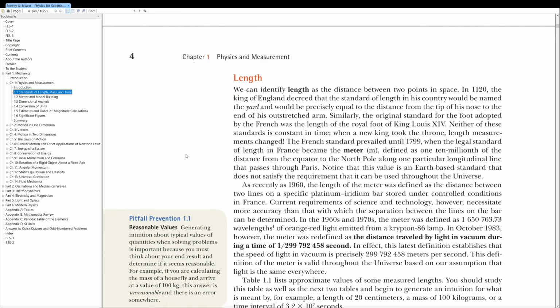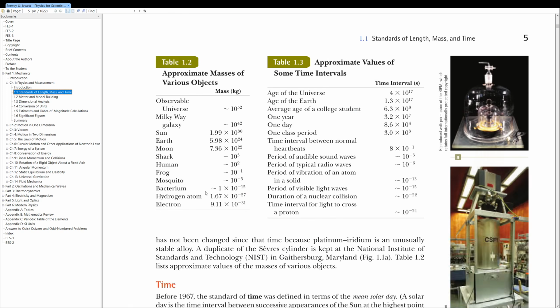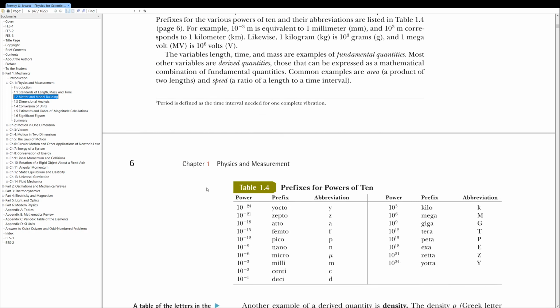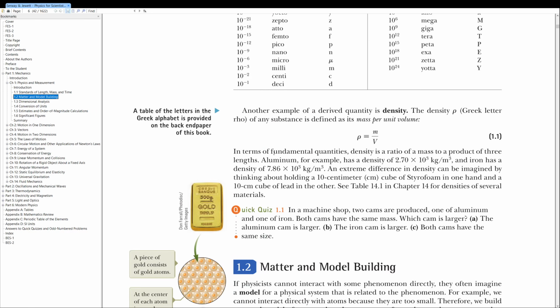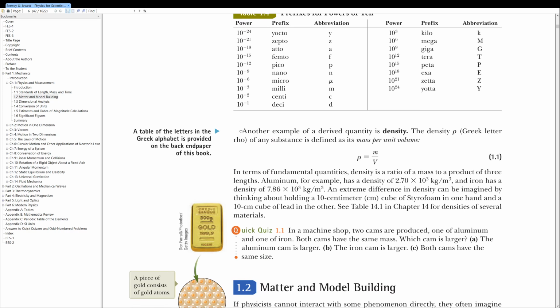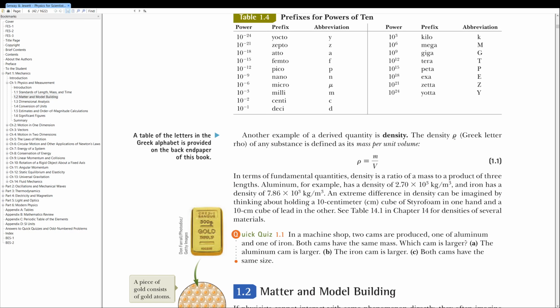Okay, back to the lecture, section 1.1. Time, we did that. Another example of derived quantities is density. We use the Greek letter rho, and it's defined as mass divided by volume. That triple equal sign says that's the definition of it. It doesn't mean these things are equal, it means this is what it is.